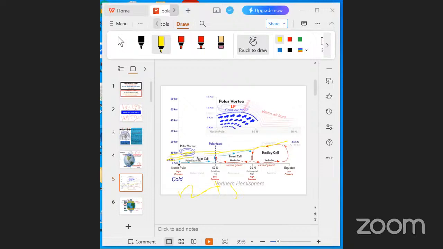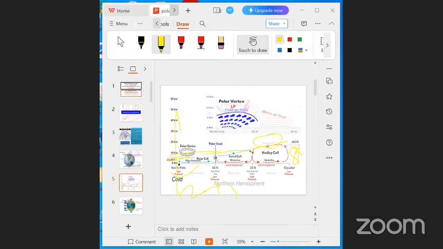This height continuously goes down as we go towards the pole. At the pole, the tropopause is about how many kilometers? About 8 kilometers, between 7 and 9 kilometers, right? And it is a maximum of about 15 kilometers at the equatorial region. So that is the basic structure.